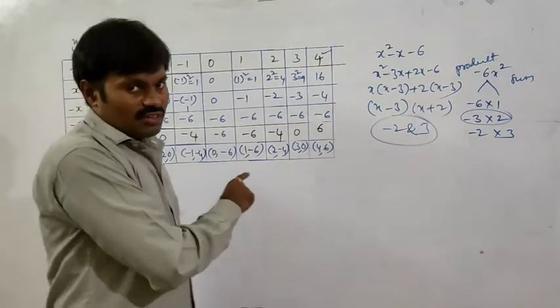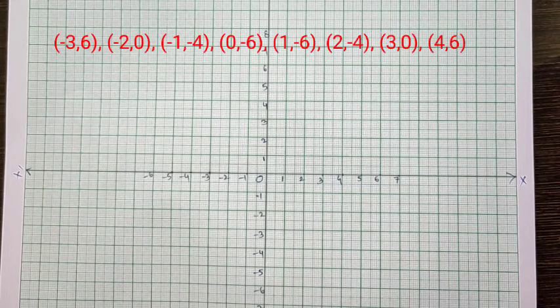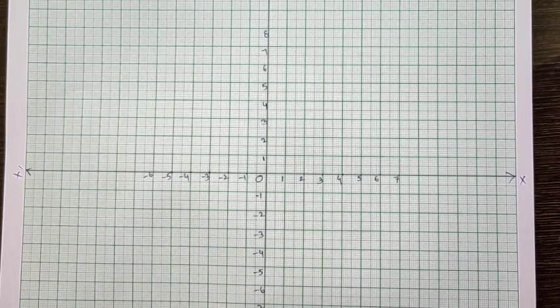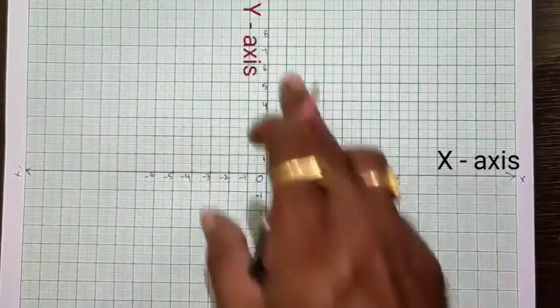Now I am going to plot these points on the graph sheet. Okay, my dear students. Now we are going to plot the points that we have got in tabular form. So what are those points? Minus 3, 6, minus 2, 0, minus 1, minus 4, 0, minus 6, 1, minus 6, 2, minus 4, 3, 0, 4, 6. Okay. Now these points we are going to plot on the graph sheet. See, this is the x-axis and y-axis.